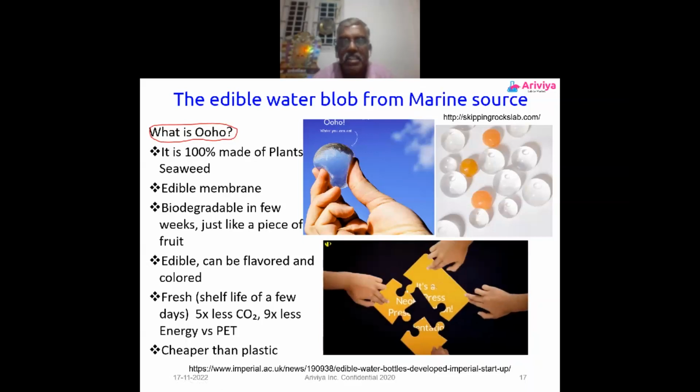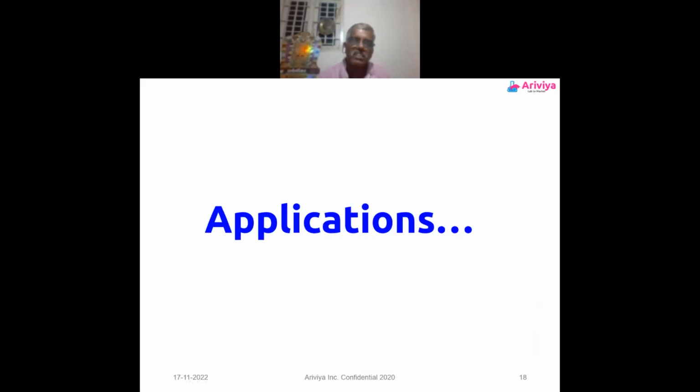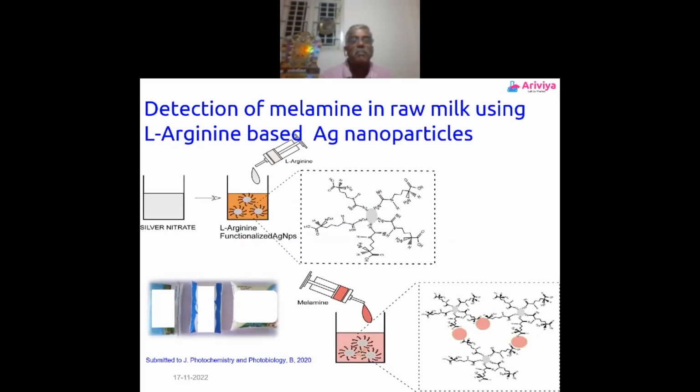These innovations are inspiring us toward different applications. Some of the applications we did in the laboratory as academic work. Particularly, I worked on melamine detection in raw milk. Nowadays milk is usually adulterated with urea, or rather melamine. So we asked whether we can detect if our milk is contaminated or adulterated by melamine.